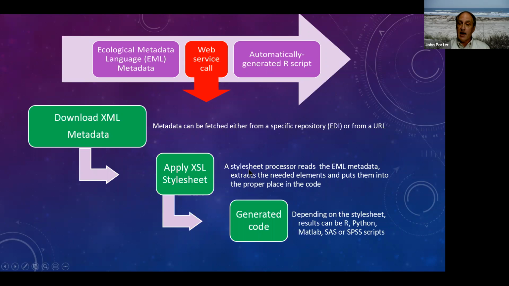Then it applied a style sheet. That's where the real magic was happening. And what the style sheet was doing was basically taking and reforming that metadata to form the statistical program. And then the generated code came back, and it could be R, it could be MATLAB, it could be Python, depending on which style sheet we used in that intermediate step there.